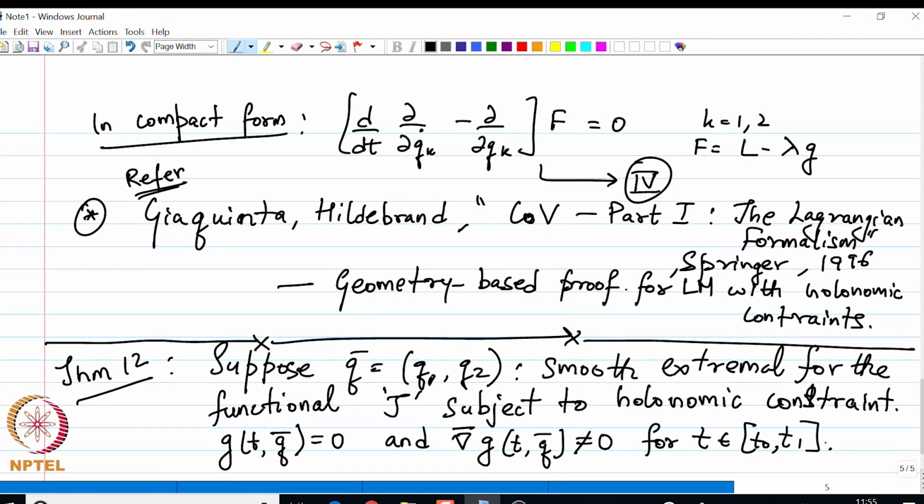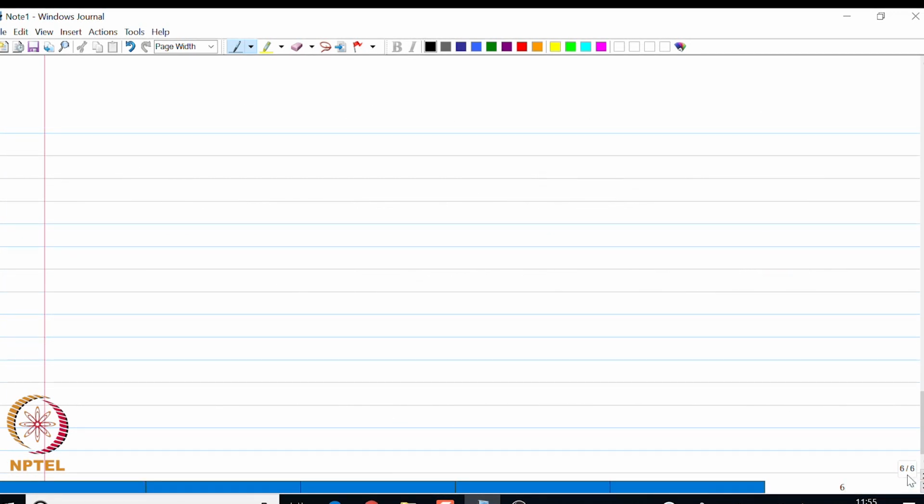Suppose we have this setup, then there exists a real valued function, a function lambda of t, such that q bar, the extremal, satisfies our relation 4. So, the relation 4 is the Euler-Lagrange necessary condition. And then let us look at some examples in this category.